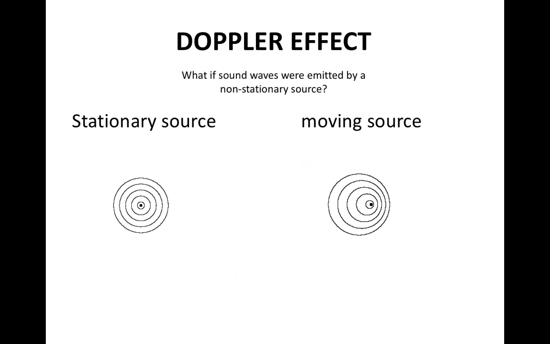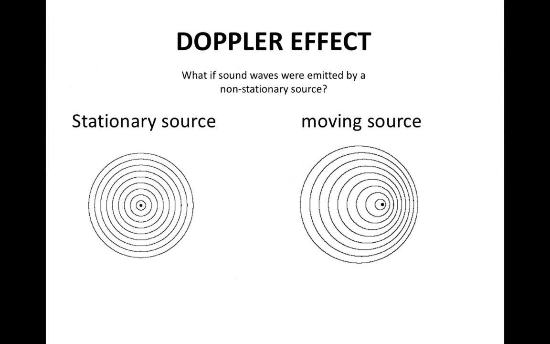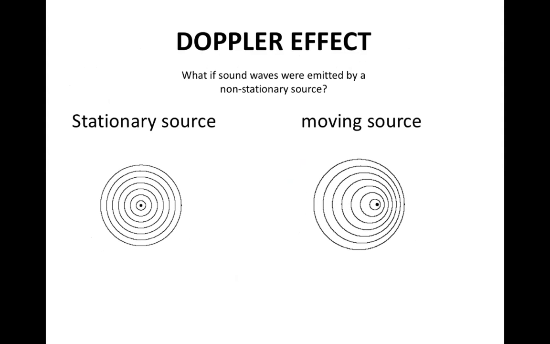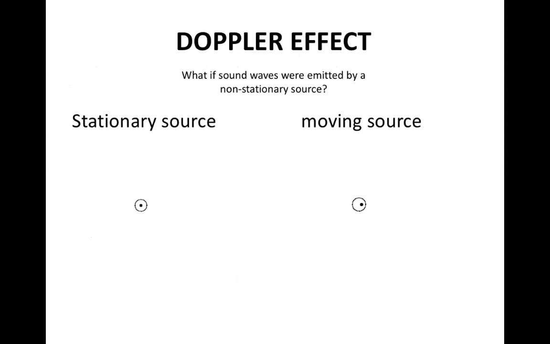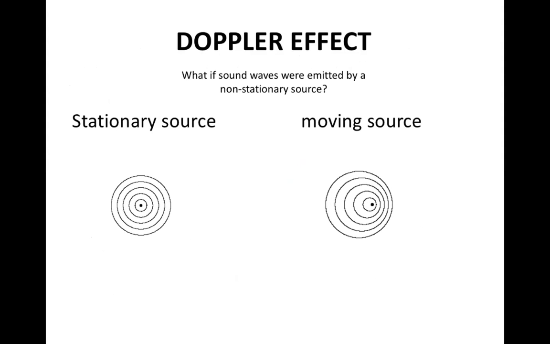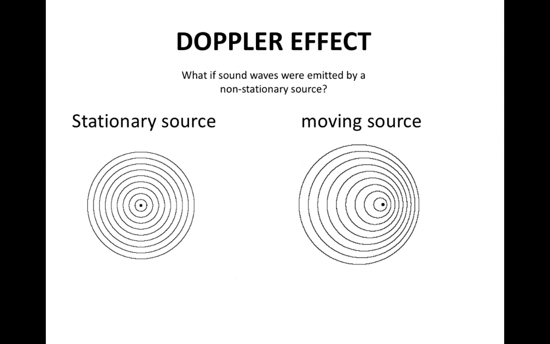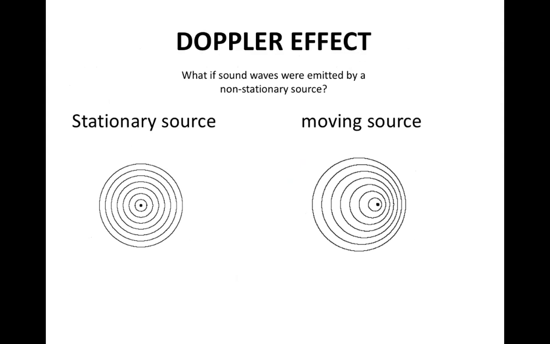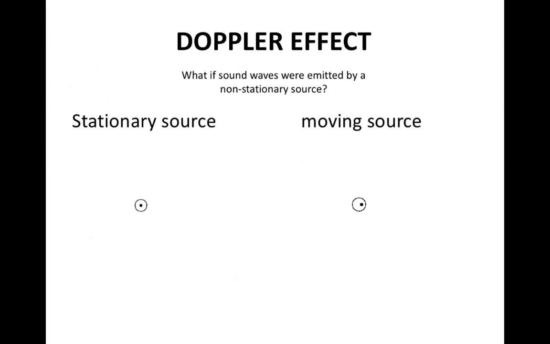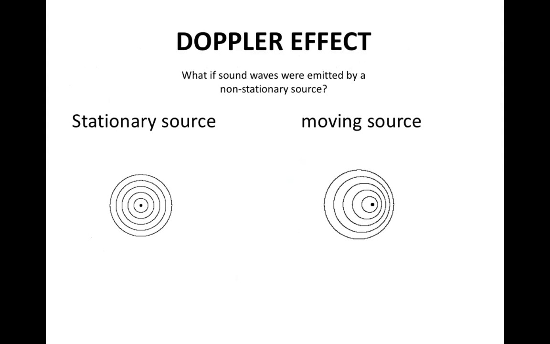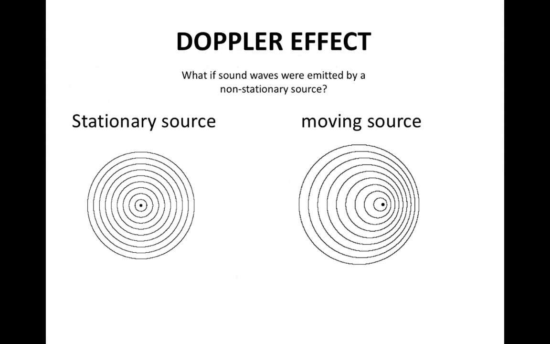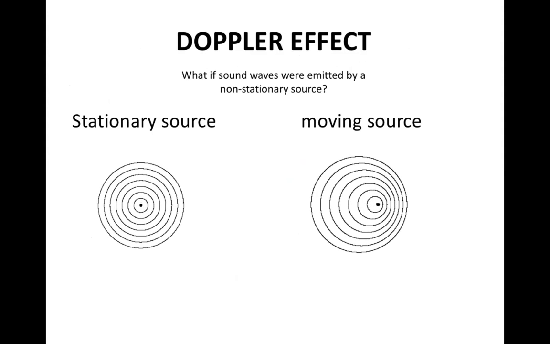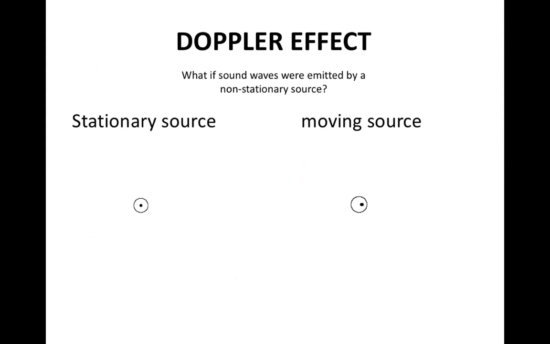Okay, so the last topic of this lesson is the Doppler effect. And the question is, what if the source of the sound waves is moving? When we have a stationary source, the crest-to-crest distance is constant, whether we're in front of the source, behind the source, to the left or to the right. But when the source is moving, the crest-to-crest distance in front is smaller than the crest-to-crest distance behind.